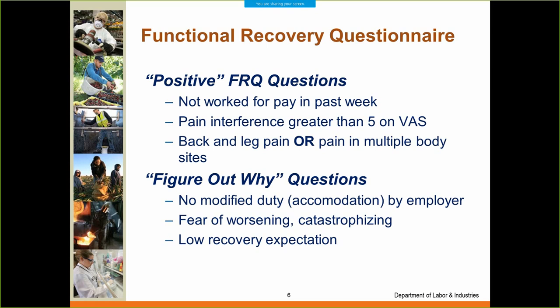Now, this could be because the worker doesn't know, because there's poor communication, or because the employer didn't make an offer. So if the worker doesn't think they've got the ability to go back at light duty, that is a figure out why factor. Also, if the worker is afraid that if they go back and do their job or the tasks that caused them to get injured in the first place, it will make their condition worse.